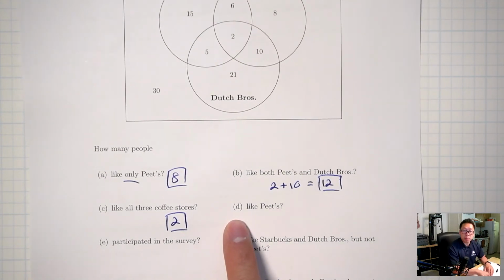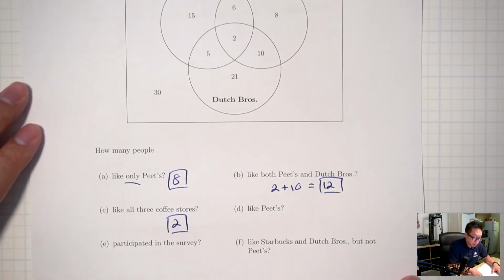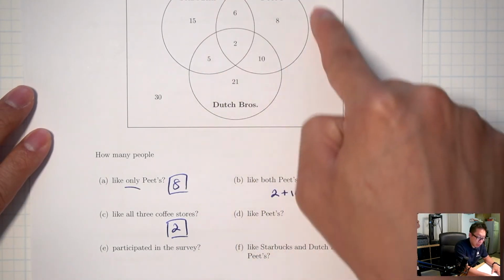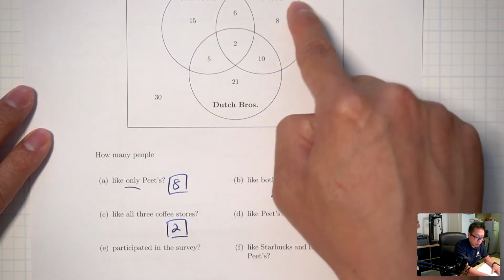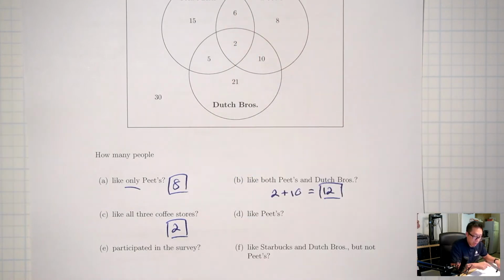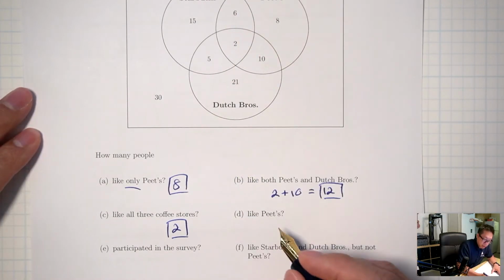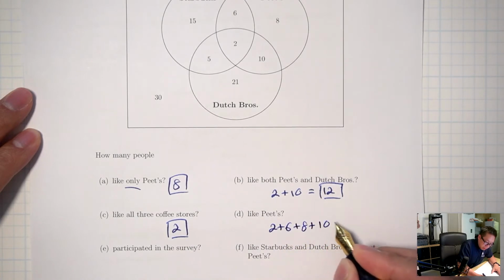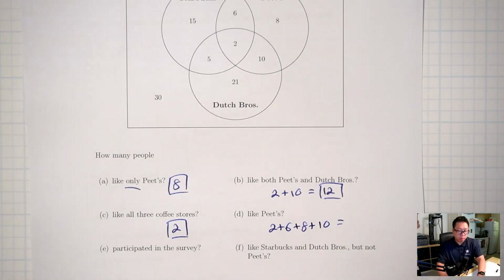Part D, how many people like Pete's? So like Pete's is inside Pete's. How many people are inside Pete's? This will be 2, 6, 8, 10. So add those up. So 2 plus 6 plus 8 plus 10 is 26.